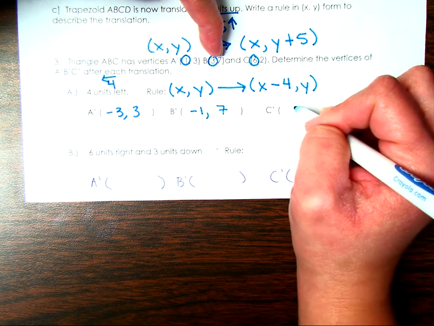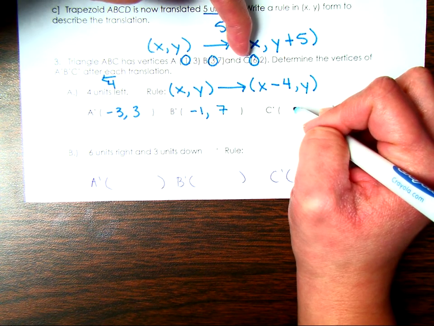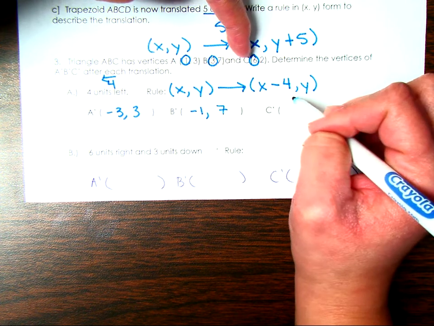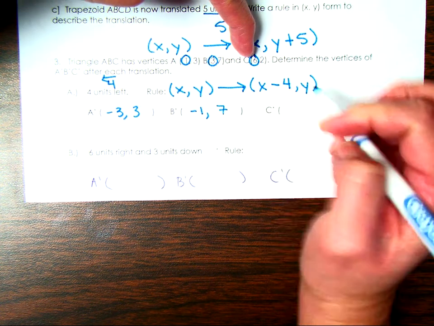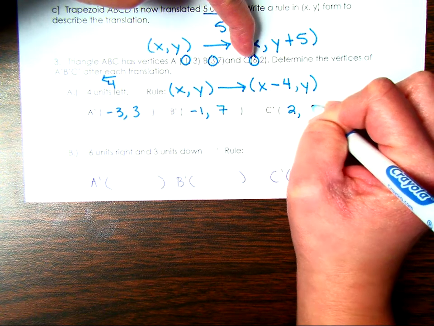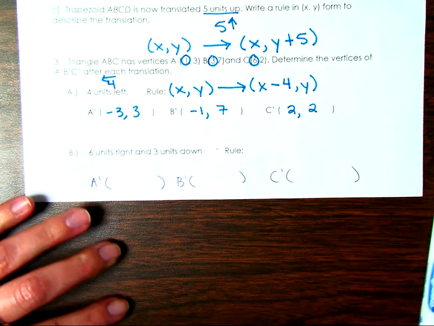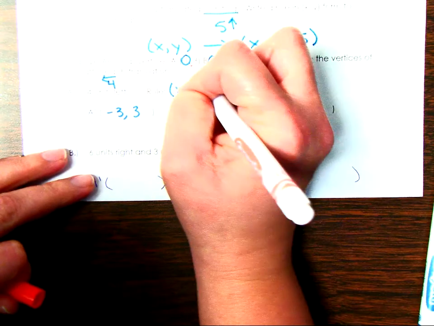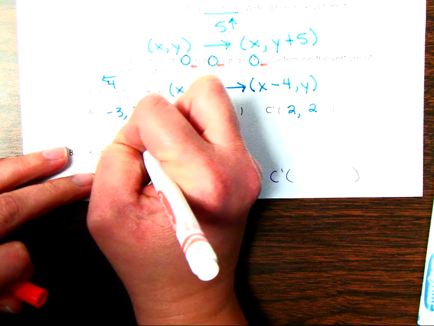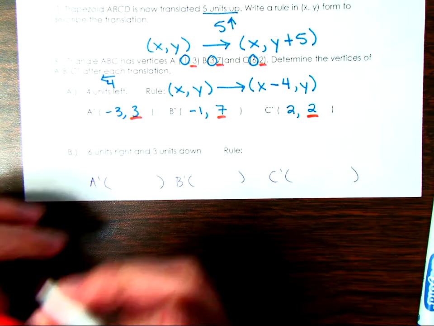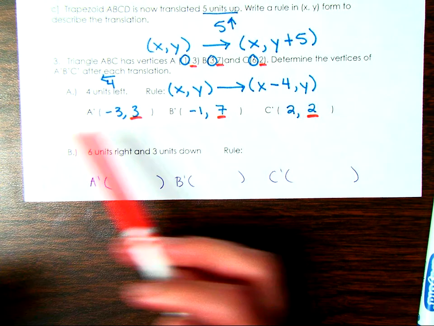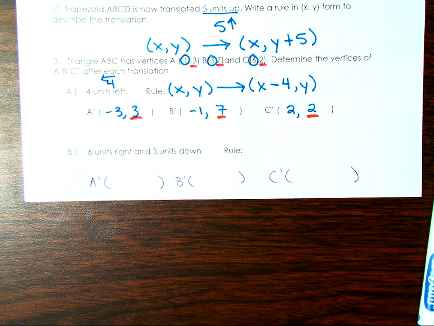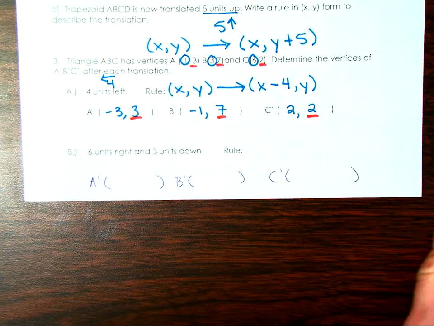Okay? Then I go to c prime, and my x is 6, so if I put 6 right here in my rule, 6 minus 4 is 2, and my y stays the same. So in this situation, all of your y's were the exact same, and the only thing that changed is where your x is, because we're moving 4 to the left. We're translating or sliding our picture 4 to the left.